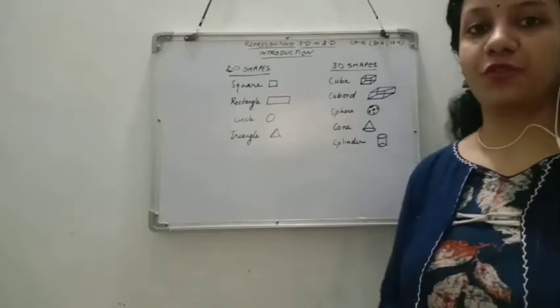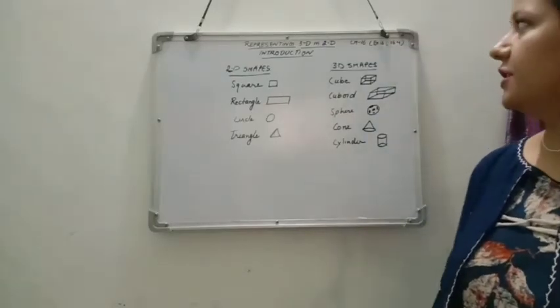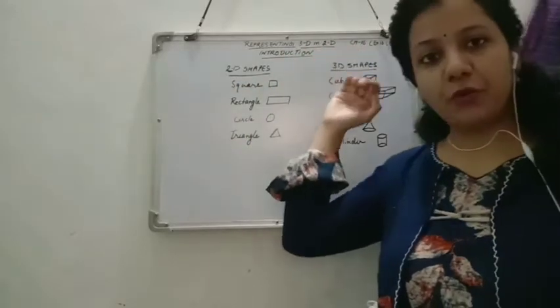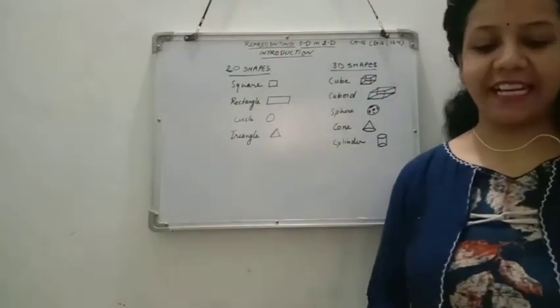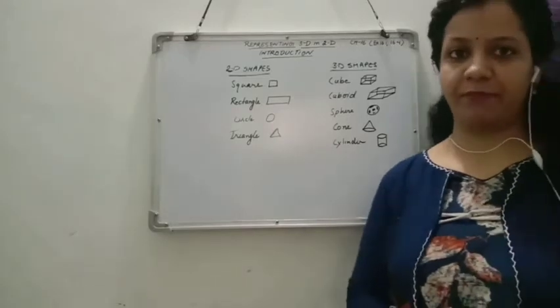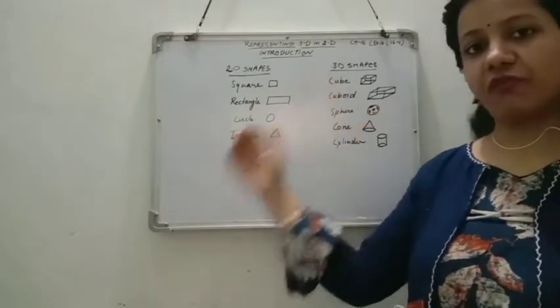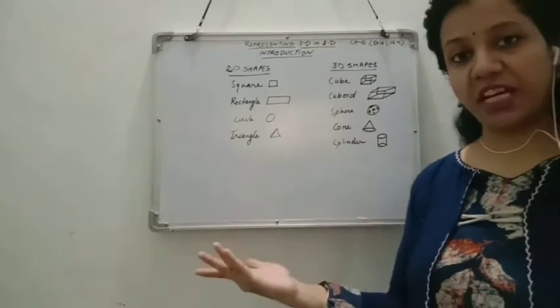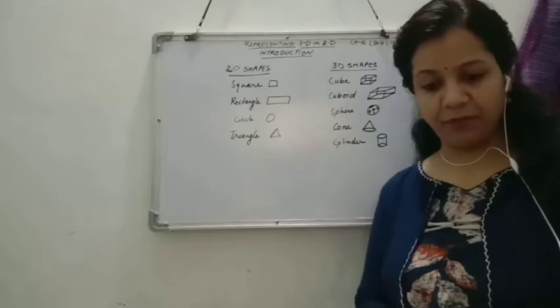Today we are going to start our new chapter, chapter number 16, representing 3D in 2D. Only exercise 16.1 and 16.2 is in our syllabus. This is an introduction video. In this video, I will explain what 2D shapes and 3D shapes are.